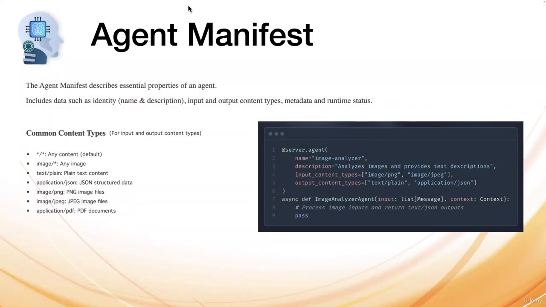Let's talk about agent manifest. The agent manifest describes the essential properties of an agent, and these properties are used in online agent discovery. The manifest includes data such as identity, which is normally name and description of the agent, input and output content types, metadata, and runtime status.